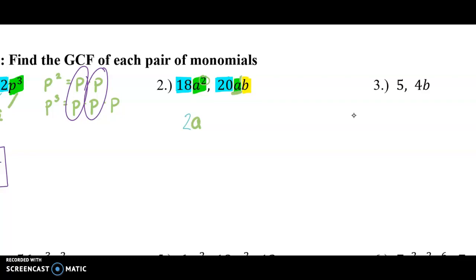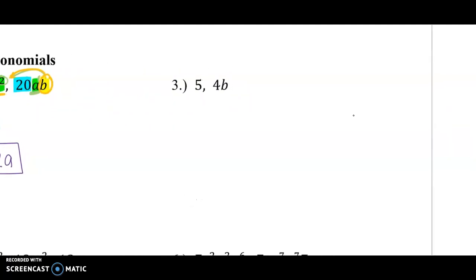Now, when I look at the b, I can't take b out because I don't have b over here. I only have b in this one, so I'm unable to take a b out and say that I can take it out of both of these monomials because it isn't located in the first one. So your final answer would just be 2a. That is the GCF. Okay, so let's go over here and look at number 3.